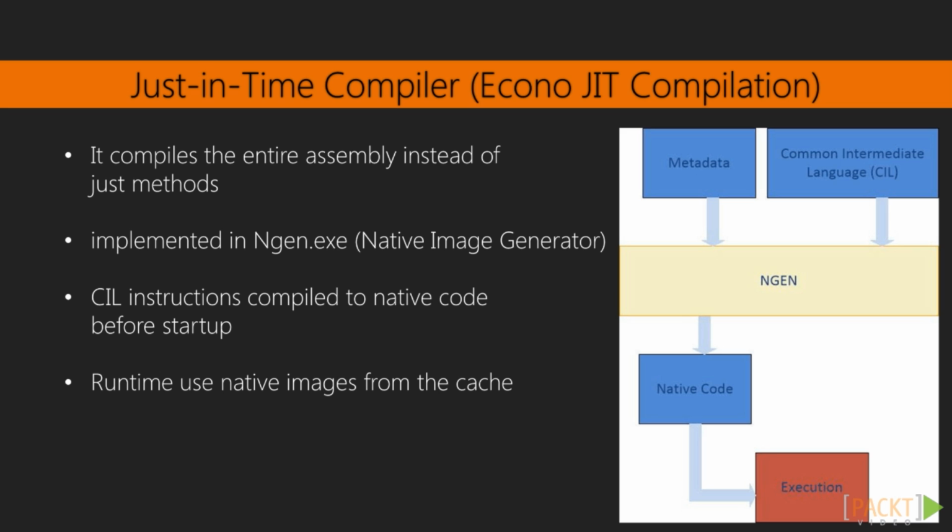And the last compilation form is pre-JIT. It compiles the assembly instead of used methods. In .NET languages, it is implemented with NGen.exe, the native image generator. All CIL instructions are compiled to native code before startup. This way, the runtime can use native images from the cache instead of invoking the JIT compiler.